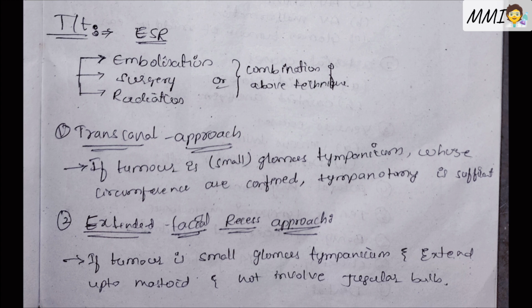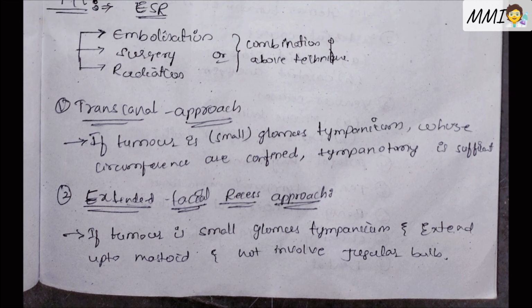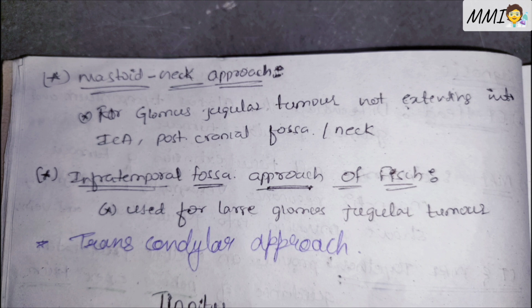Surgery is by a transcranial approach. If the tumor is small, a glomus tympanicum whose circumference is confined, tympanotomy is sufficient. From the external auditory canal, we can access the tumor. It can be extended to the facial recess approach. In the facial recess approach, the tumor is a small glomus tympanicum extended up to the mastoid and not involving the jugular bulb. Another approach is the mastoid neck approach.